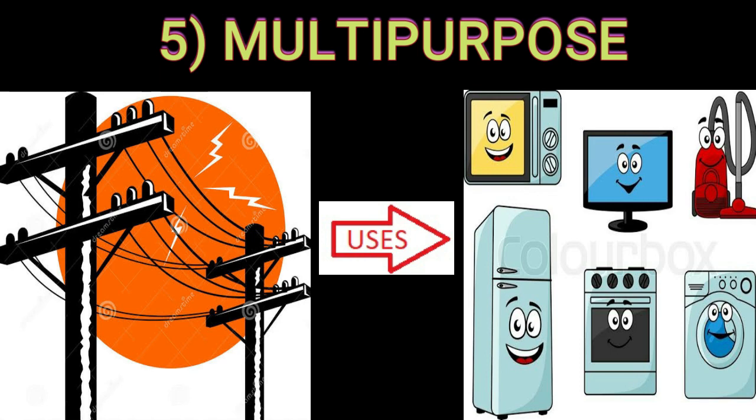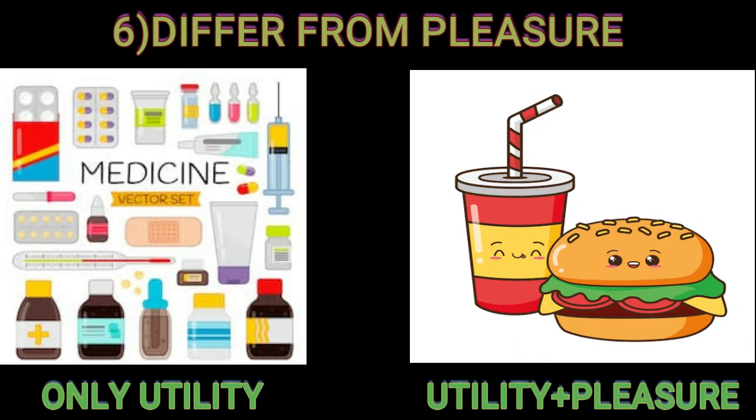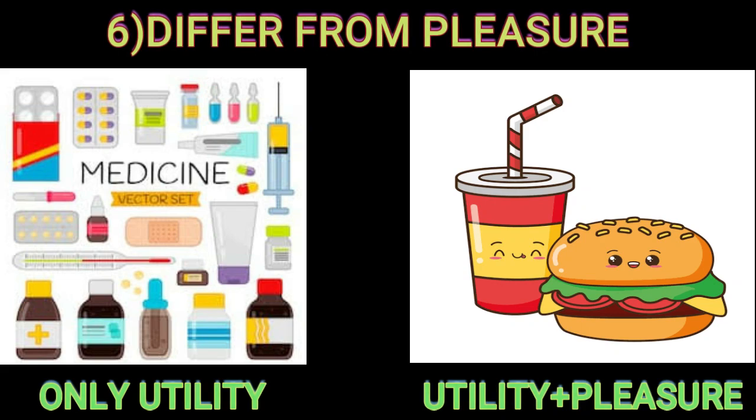You can also take the example of coal. You can use coal to generate electricity. You can also use coal for industrial purposes. The next feature is that utility differs from pleasure. To understand this point, students, you can take the example of medicine.